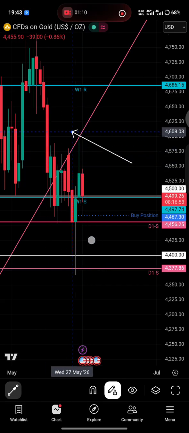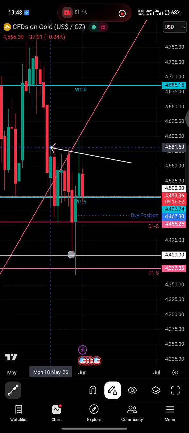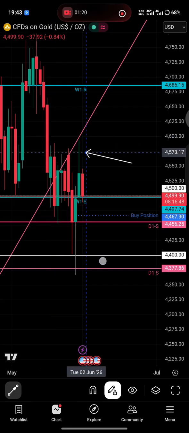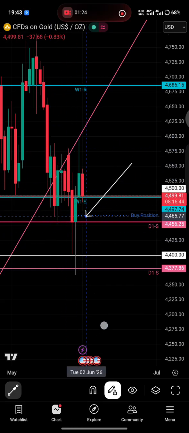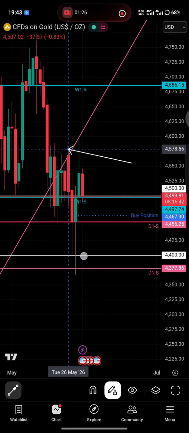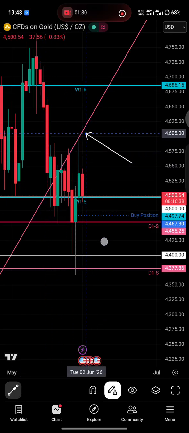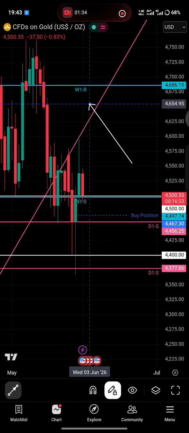Why must it be this resistance zone? Because this is a range that has been going sideways before breaking below. So for this bullish price action to be strong, it has to at least break this whole bunch of resistance before being able to start expanding further above.